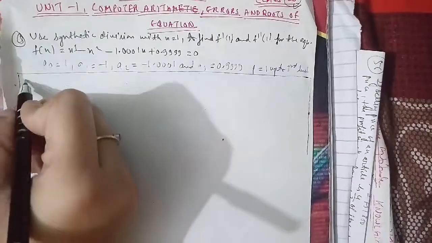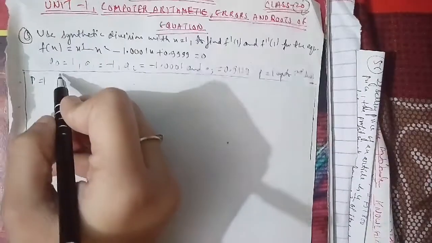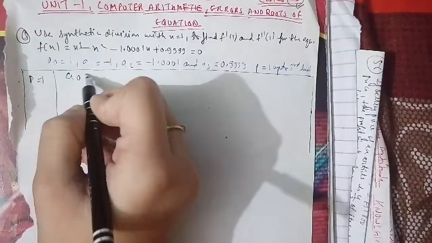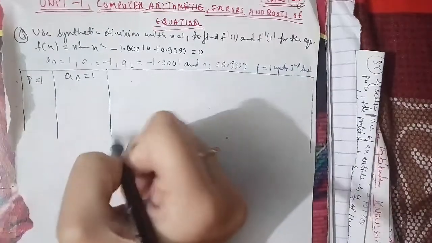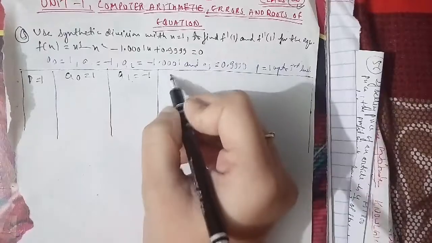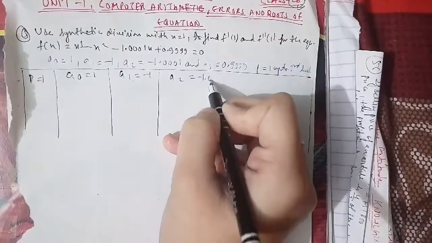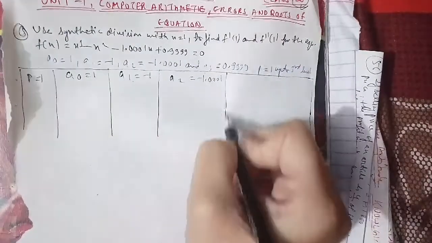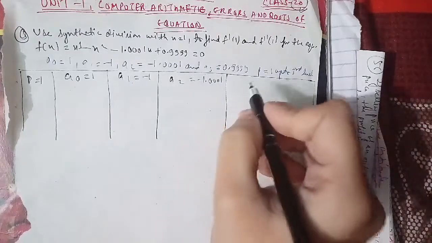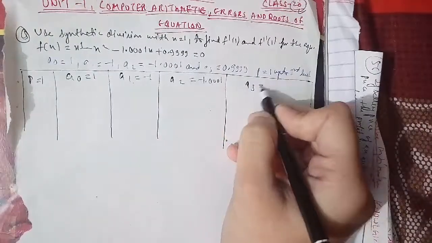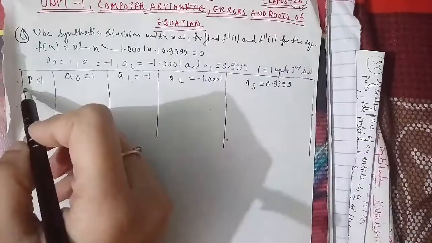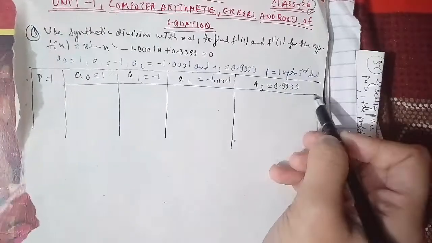For that, p equals 1, a0 equals 1, a1 equals minus 1, a2 equals minus 1.0001. Then we have a3, which equals 0.9999. So we go ahead for the same.